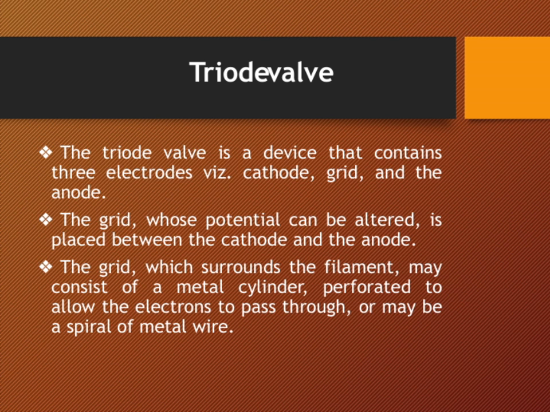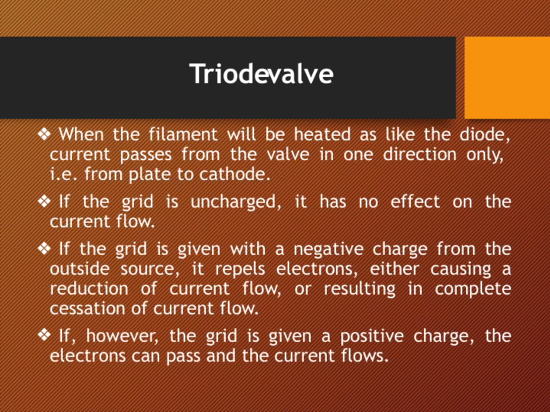So, in essence, the triode acts as a gatekeeper, modulating the flow of electrons between the cathode and anode through the grid. When we heat the filament, much like in a diode, current flows in only one direction, from the plate to the cathode. Now, if the grid is uncharged, it doesn't really influence this current flow at all. But if we apply a negative charge to the grid from an external source, it acts like a repellent for the electrons.